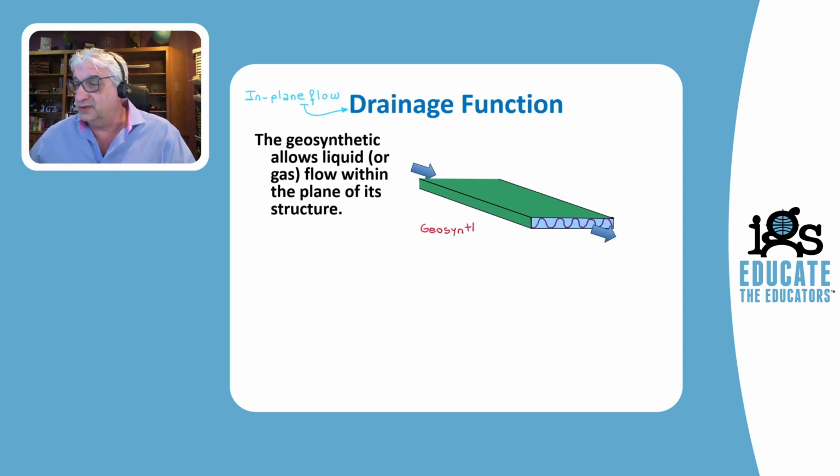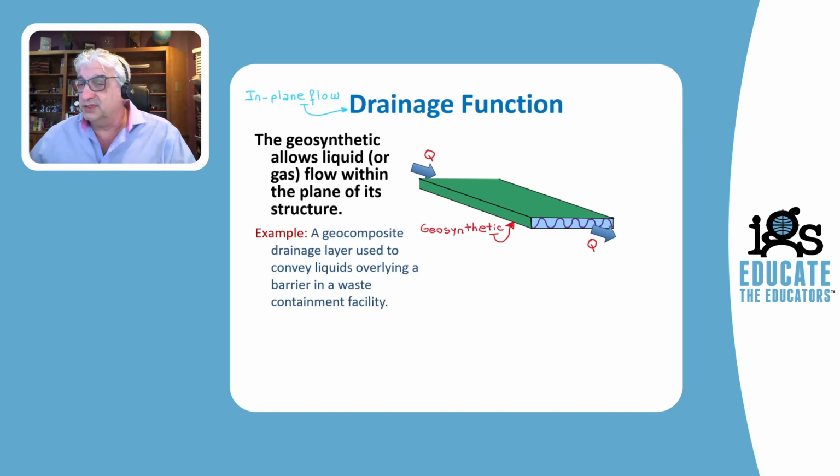So here we have a view of the geosynthetic and a flow queue within the plane of the product. An example is a geocomposite drainage layer used to convey liquids in a waste containment facility. Key property is the transmissivity. Also in this case, we will want to combine the relevant hydraulic conductivity with a thickness.